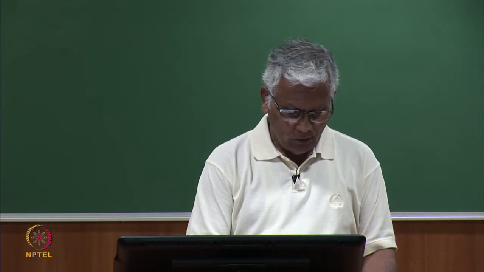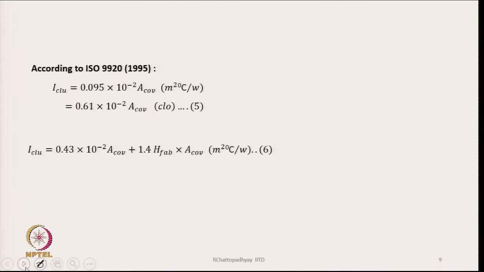Now, this I clue value also people have tried to find out by doing experimentations and then trying to find out some empirical relationship. So, one of them is as stated here, according to ISO 9920-1995, this is the equation which has been given. Another equation, this equation when converted into clue value, then we get this same equation. If I want to convert into clue, I have to divide it by 0.155.